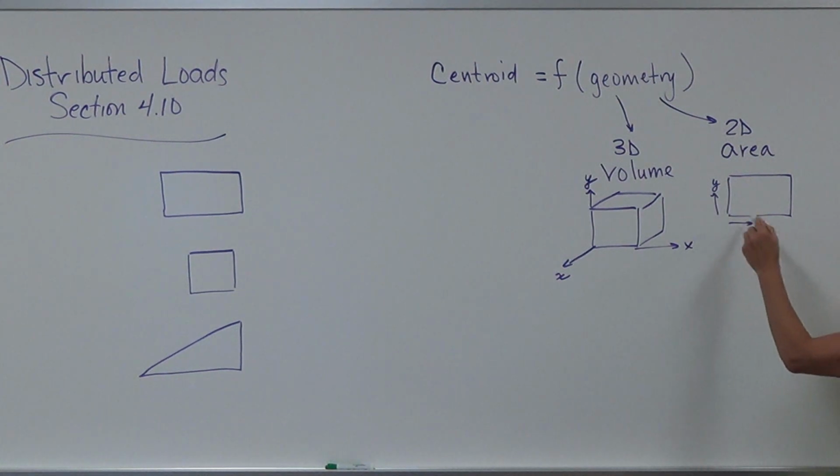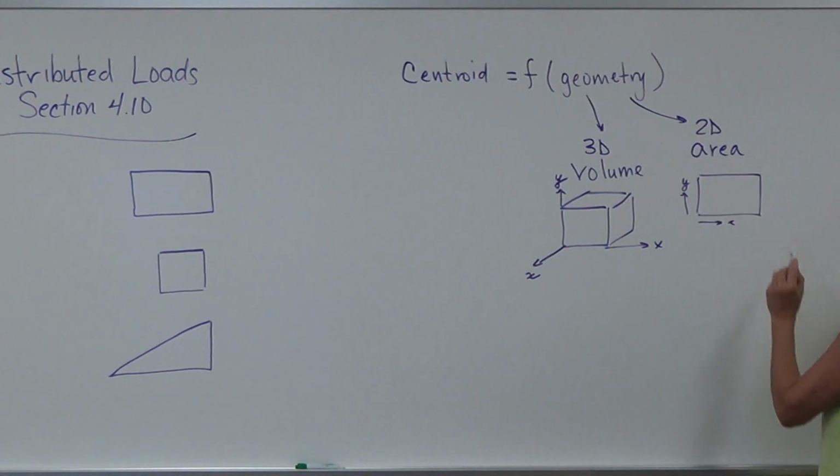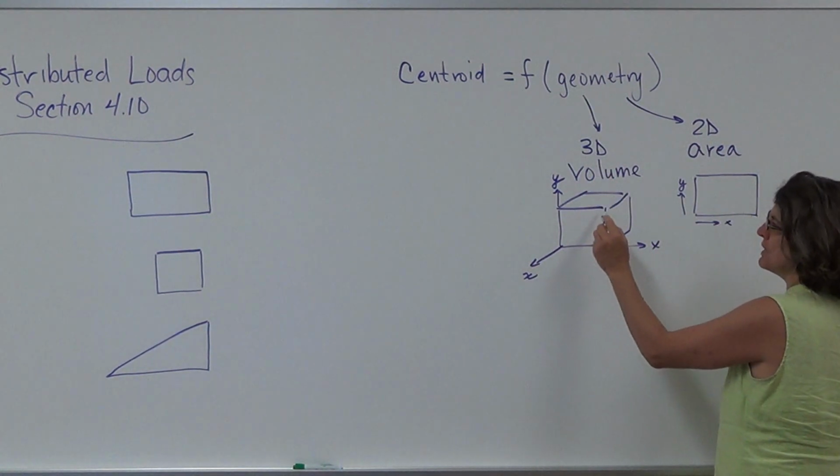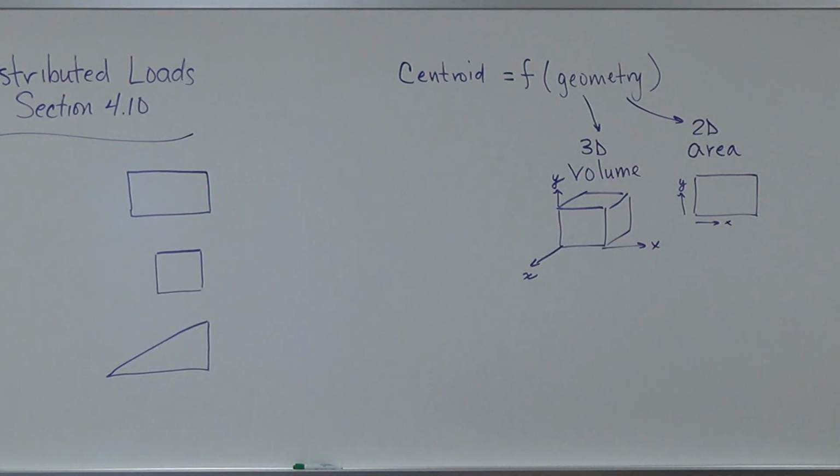So I would need to know where the centroid is of this 3D body and this 2D body. And as you could probably figure out, if it's a two-dimensional body, I need 2 points, 2 coordinates to tell where the centroid of that body is. And for 3D, I'm going to need 3 coordinates to find the centroid of that body.